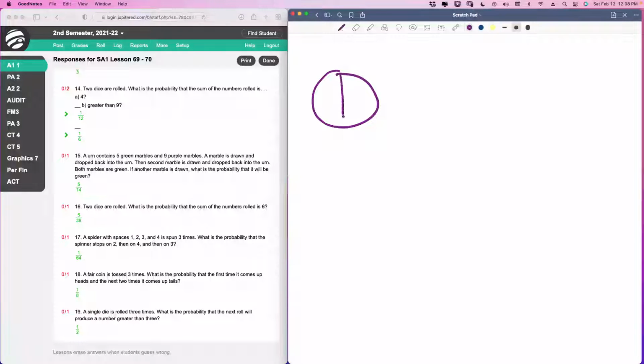It's a spinner with spaces 1, 2, 3, and 4. Right, we got a little arrow in the middle that spins it. So we got a spinner with spaces 1, 2, 3, and 4. It's spun 3 times. What is the probability that the spinner stops on 2, then 4, and then on 3?